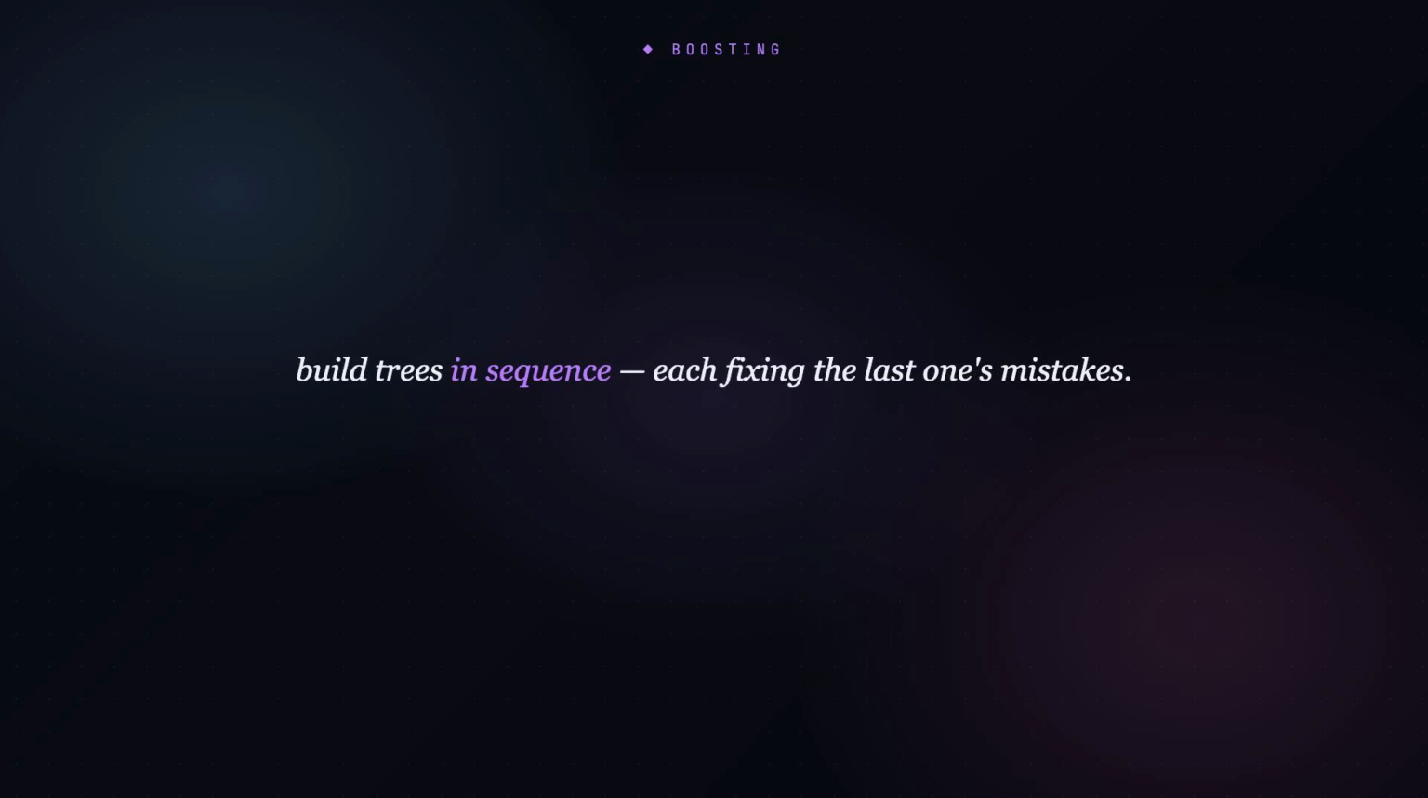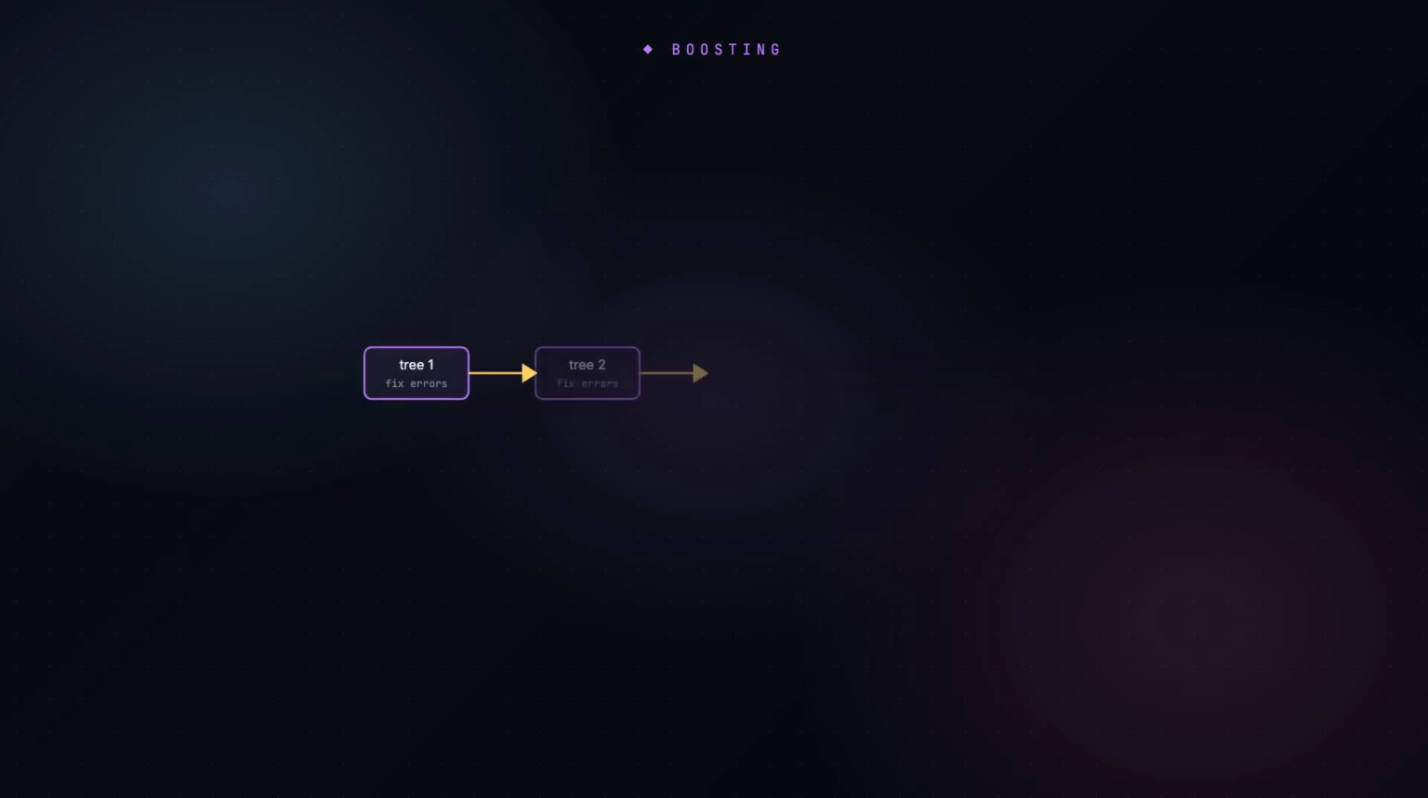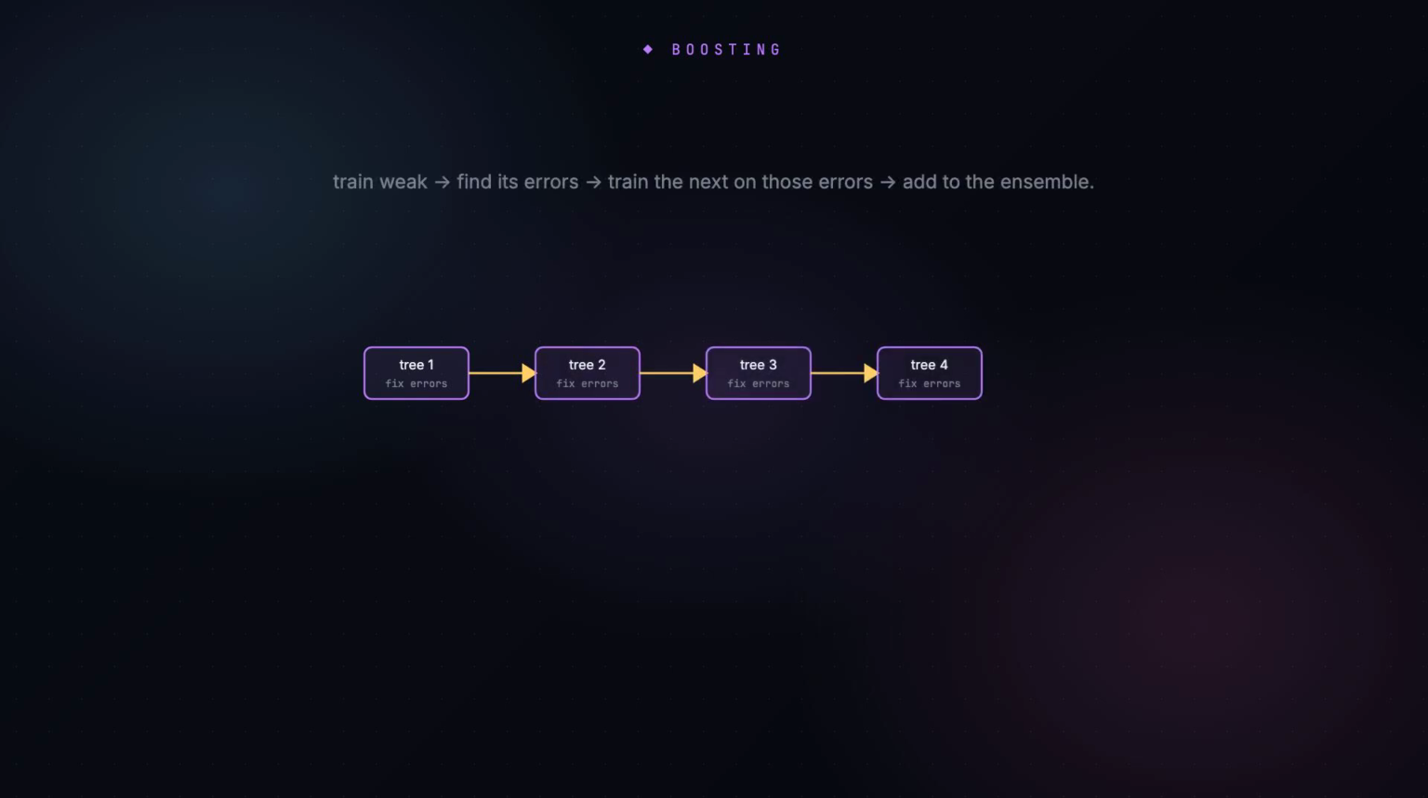Boosting takes the opposite tack. Instead of averaging independent trees, it builds them in sequence, each new tree trained to fix the errors the ensemble has made so far. Train a weak model, find where it's wrong, train the next one on those mistakes, add it in and repeat. Where bagging attacks variance, boosting attacks bias.